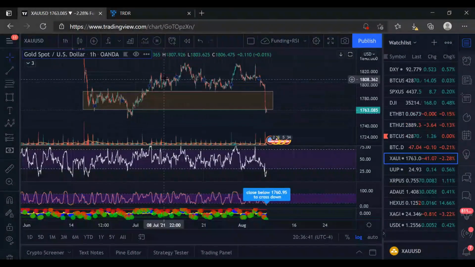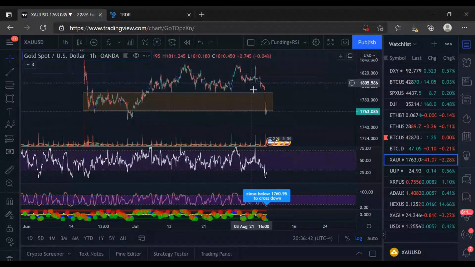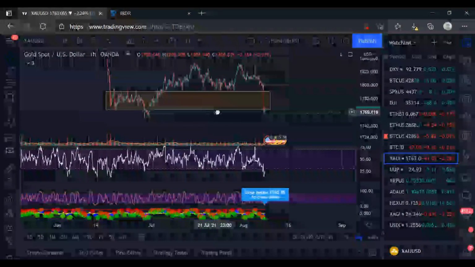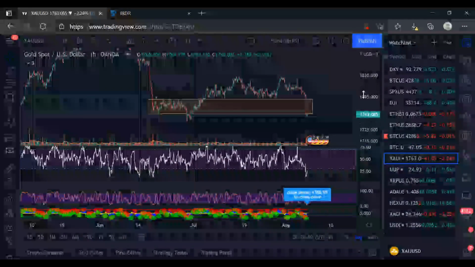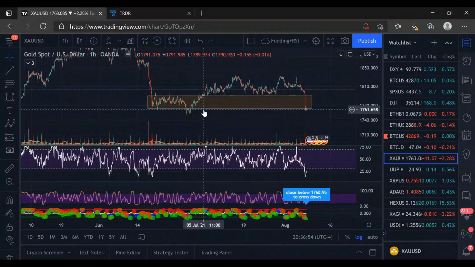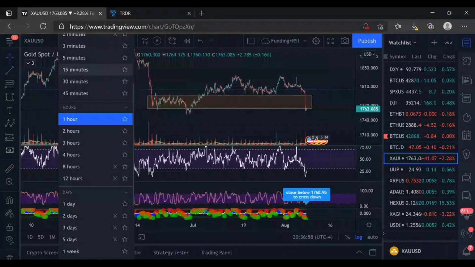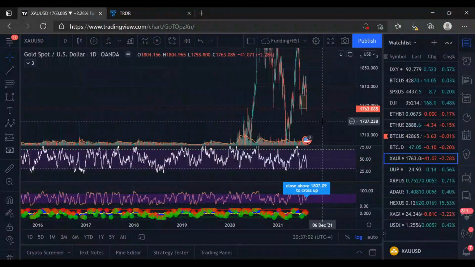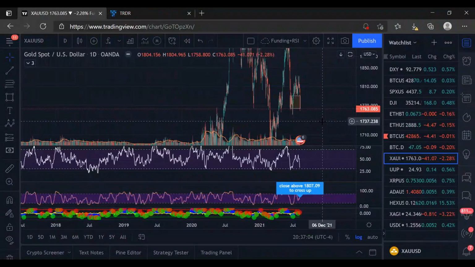That might continue down for a bit. Just the bullish divergence as well. All right, let's check on higher time frames. The daily. The daily's getting back to oversold.